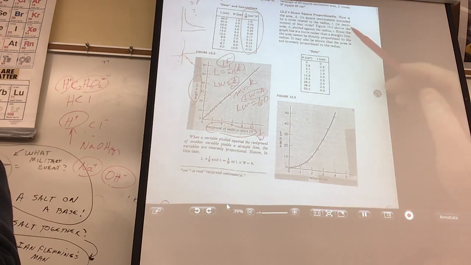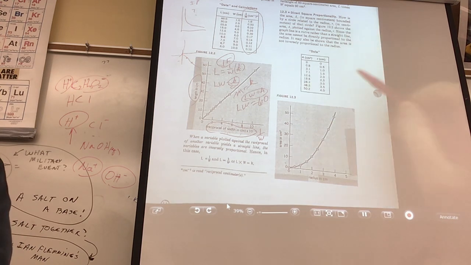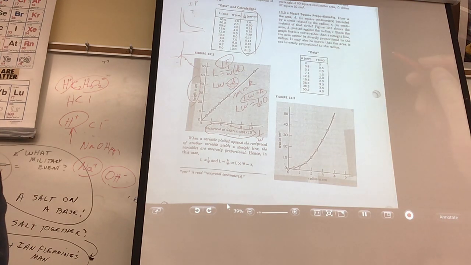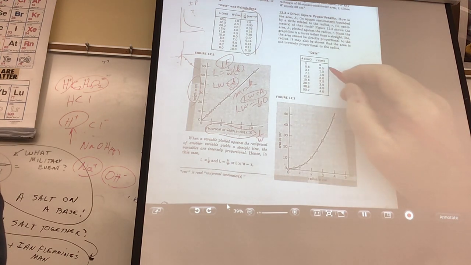This says here, how is the area of a circle related to its radius? And it says, this figure shows area plotted against radius. So which one did you think, let's see what I'm calling. Which one do you think was the independent variable? All right, Nathan. And what made you say that?